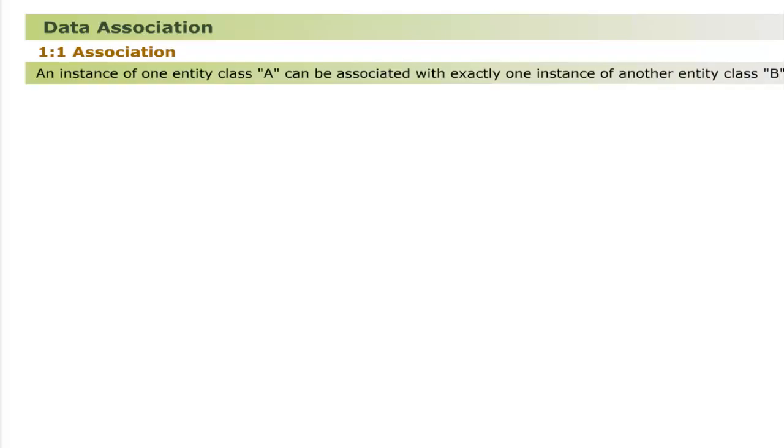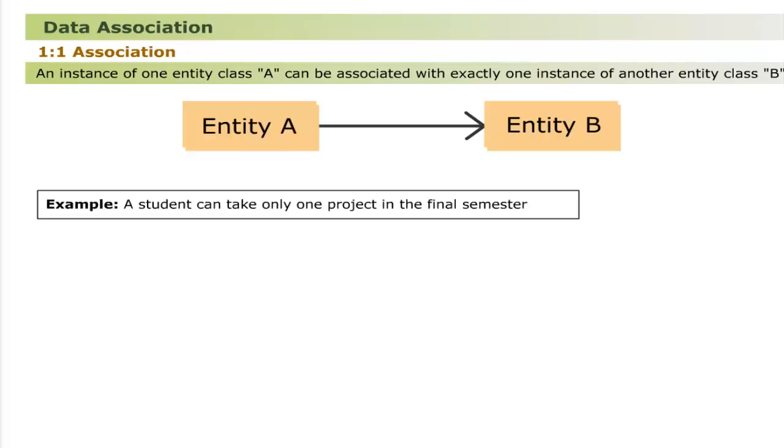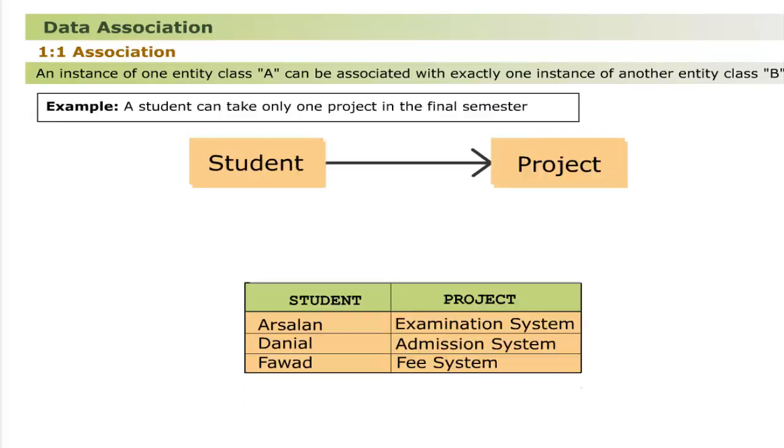One-to-one association. An instance of one entity class A can be associated with exactly one instance of another entity class B. The graphical representation is shown as. Consider the example by assuming that a student can take only one project in the final semester. This is represented graphically as shown. The sample instances are shown as. The student Arsalan takes project examination system. The student Daniel takes project admission system. The student Fawad takes project fee system.